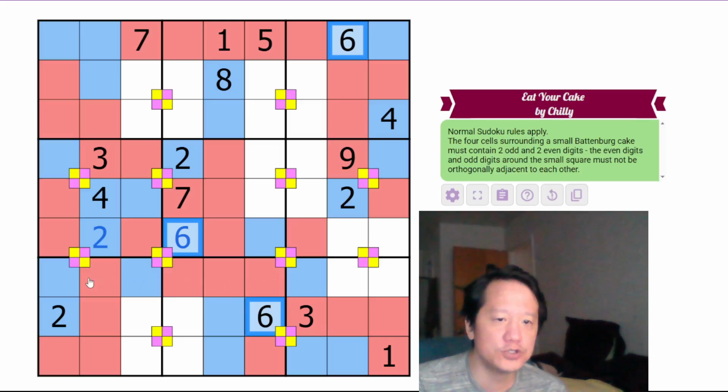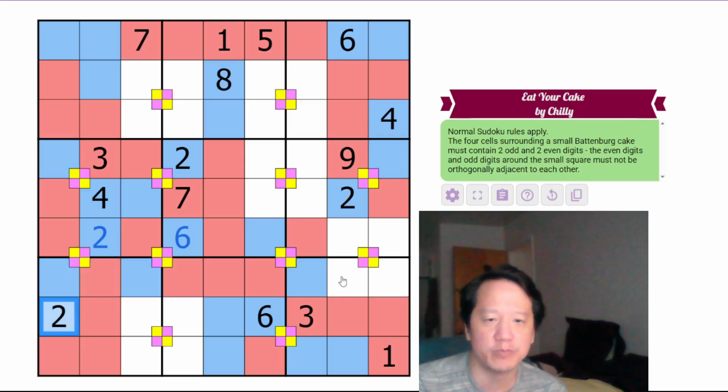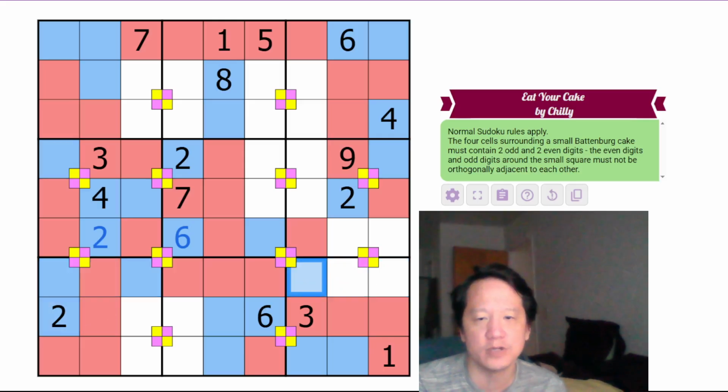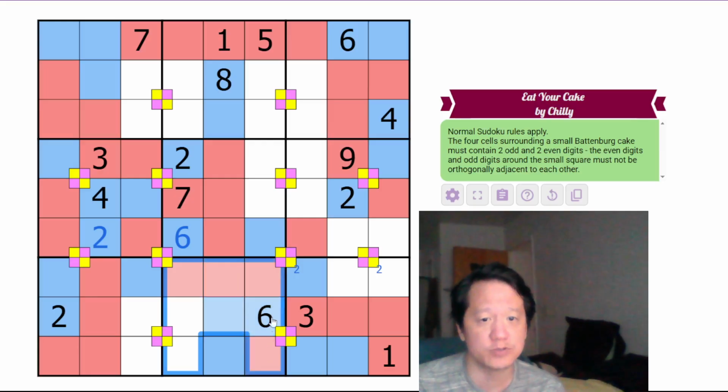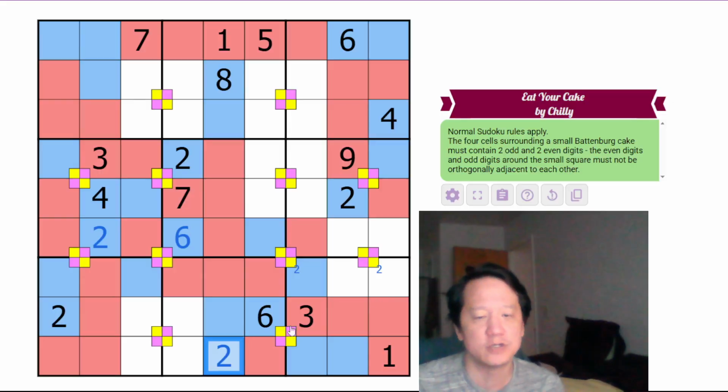Where is 2 in row 7? These are all odd. 2 can't be here because of 2 in the box. A 2 can't be here because of 2 in the column. So 2 has to be one of those two. Where is 2 in this lower central box? Cannot be here because of 2 in the column. Can't be here because of 2 in the row. And the rest are all odds, with the 6 being there. So this must be 2 here.